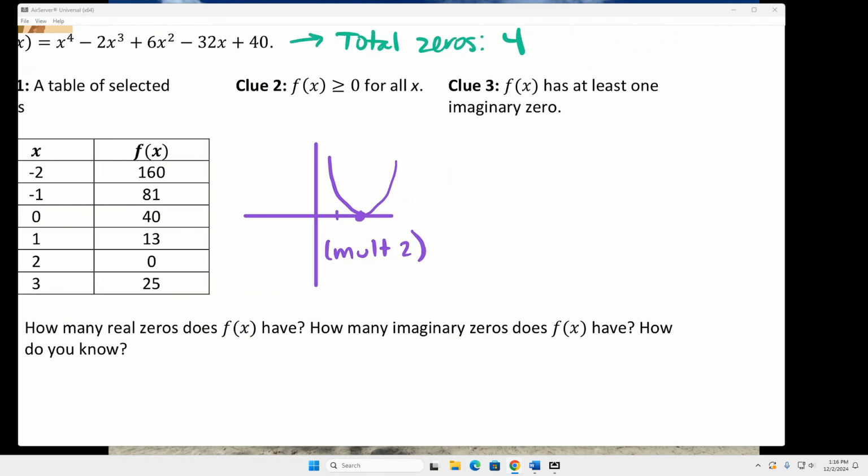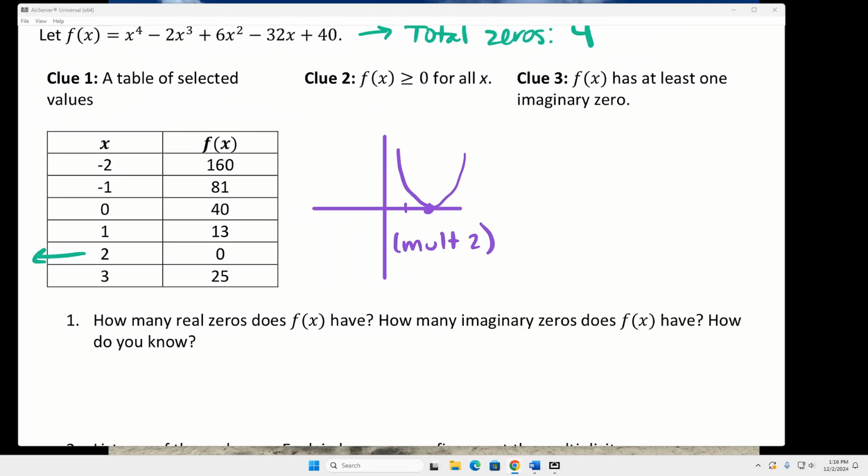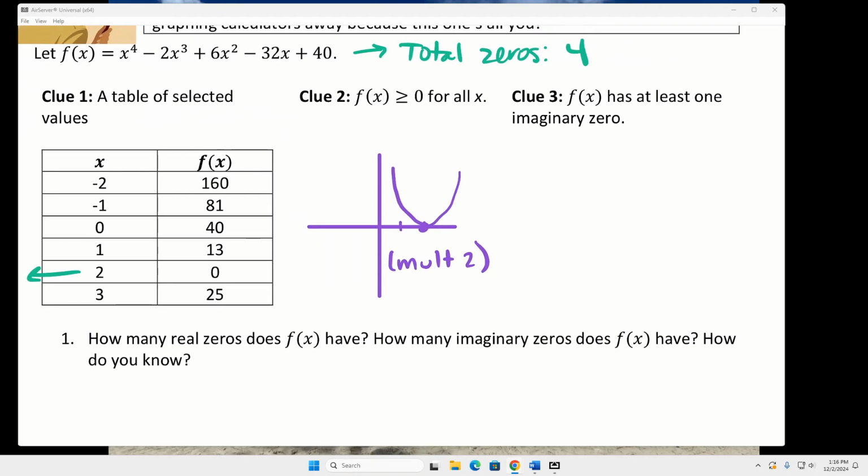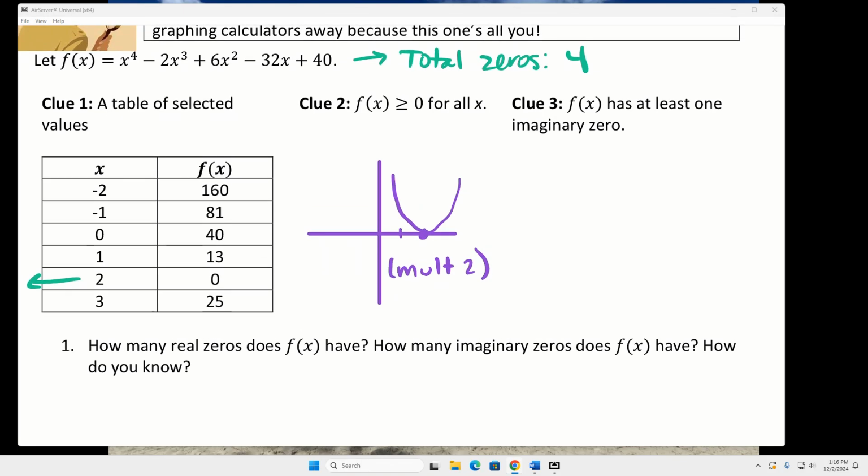All right, and our third clue is that f of x has at least one imaginary zero. Can it have only one imaginary zero? Do you remember about imaginary zeros? They come in pairs. Yes, they always come in conjugate pairs. So it technically has at least 2 imaginary zeros. It always has to have an even number of imaginary zeros. Okay, so those clues are helpful.